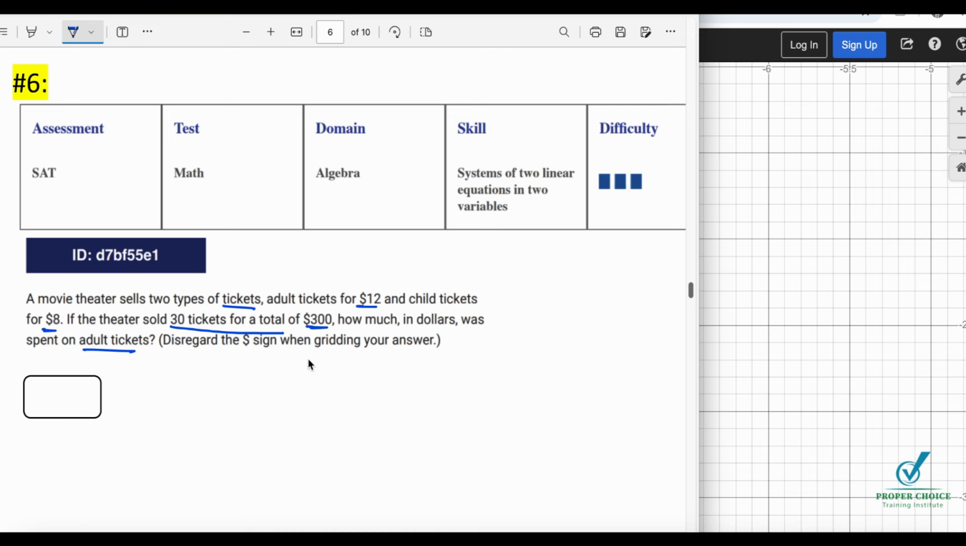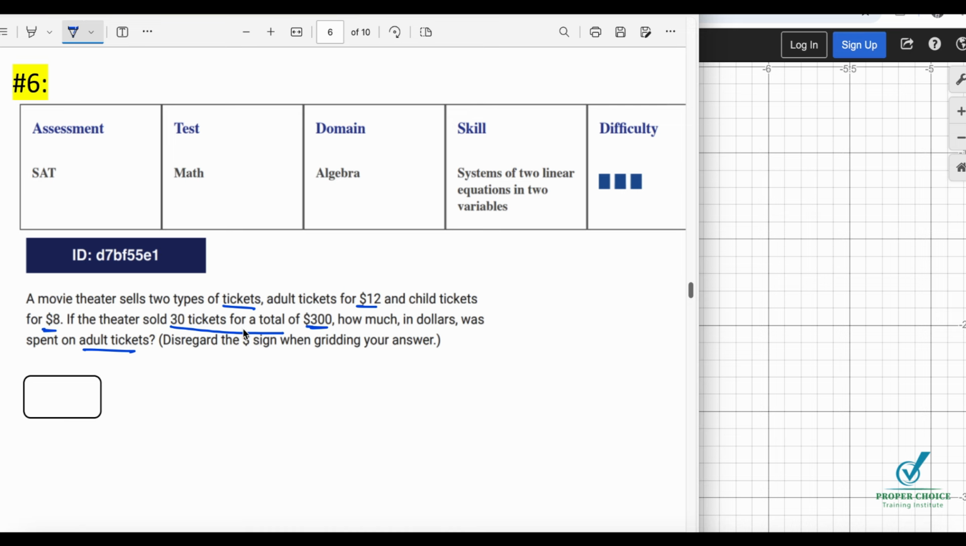Disregarding the dollar sign when grading your answer, meaning while writing here, don't put a dollar sign, just write the number. So we are asked to find how much the company earned by selling adult tickets. As you can clearly see, we are selling two types of tickets.